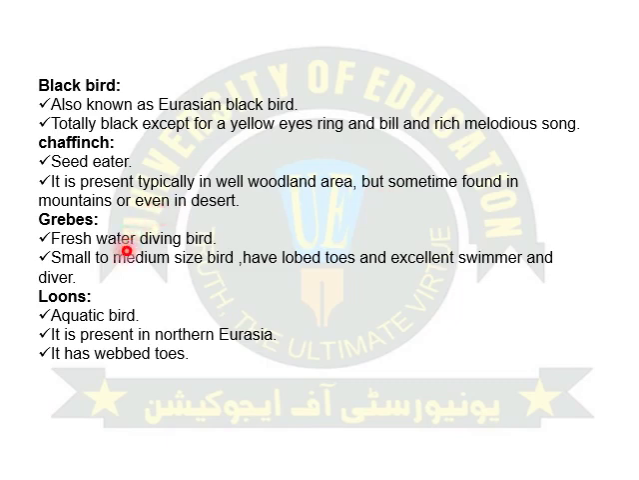If we talk about grebes, grebes are basically freshwater diving birds. If we talk about their size, they are about small to medium sized birds, have lobed toes and excellent swimmers and divers. And at the last, if we talk about the loons, loons are basically also aquatic birds, same like grebes. They are present in northern Eurasia. They have also webbed toes for their swimming.